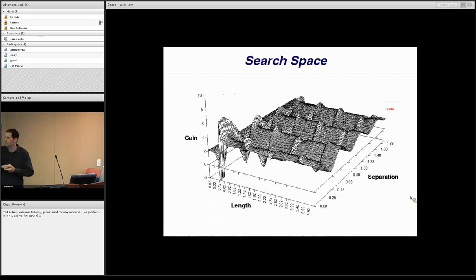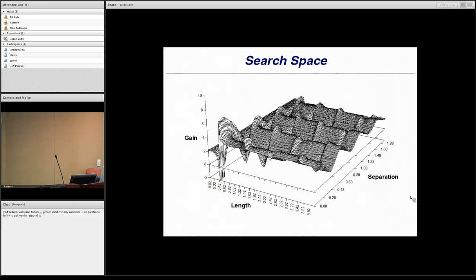This is what the search space looks like. We have length down there and separation here. So what you can see here, this is the best point, right up here. It's right over at a pretty small length and also at a small separation. But it happens to be also next to the very worst point in the search space.